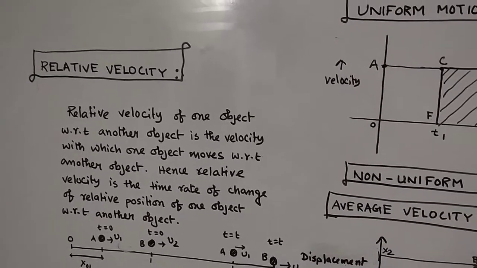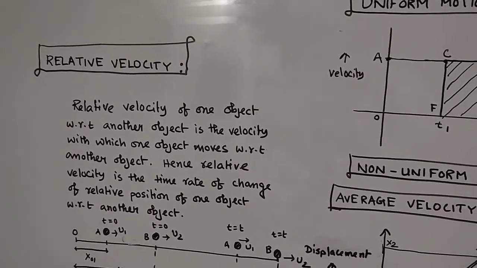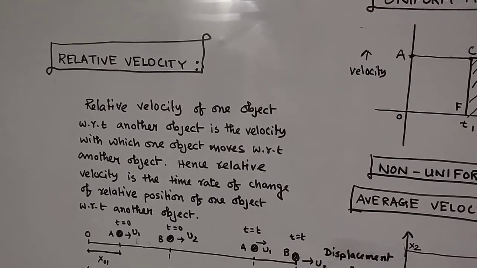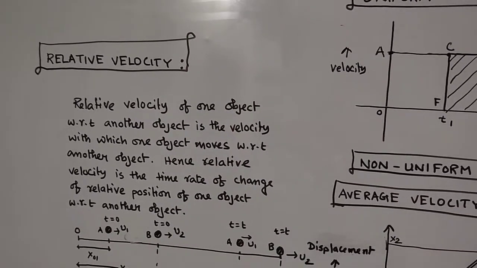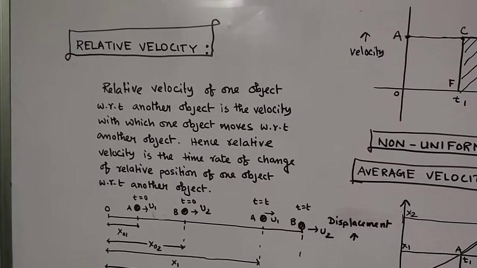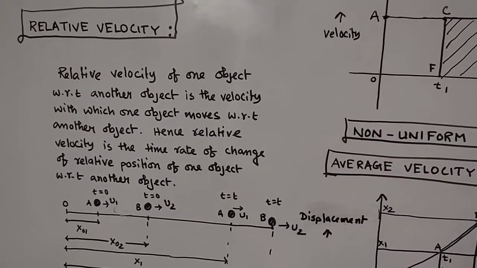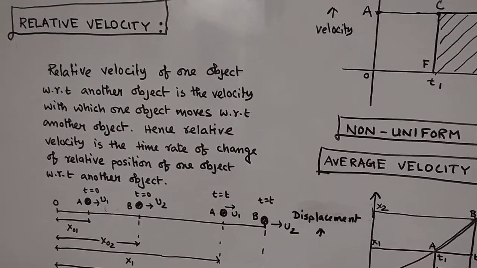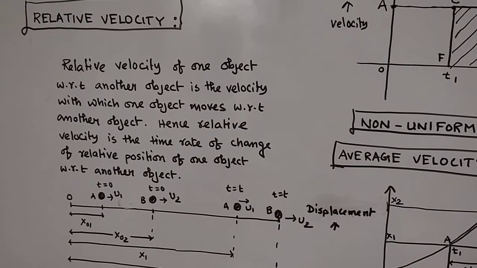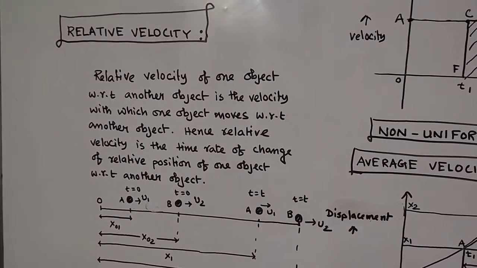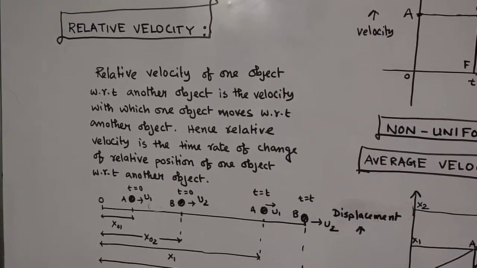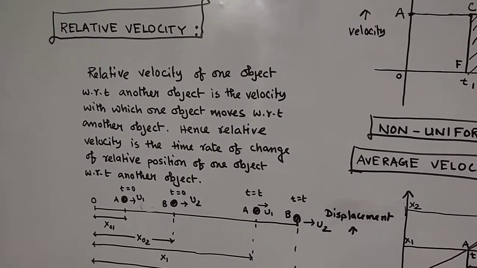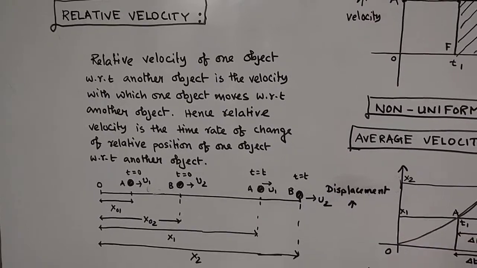Now you see, all velocities are relative to each other. There is no absolute velocity, because Earth itself is moving. So when you have to compare your velocity with respect to some reference velocity, then that velocity is your relative velocity. Let me read out: relative velocity of one object with respect to another object is the velocity with which one object moves with respect to another object. If you consider the velocity of a particular object, definitely you have to consider it with respect to Earth, because Earth is also moving. Hence relative velocity is the time rate of change of relative position of one object with respect to another object. WRT is with respect to.